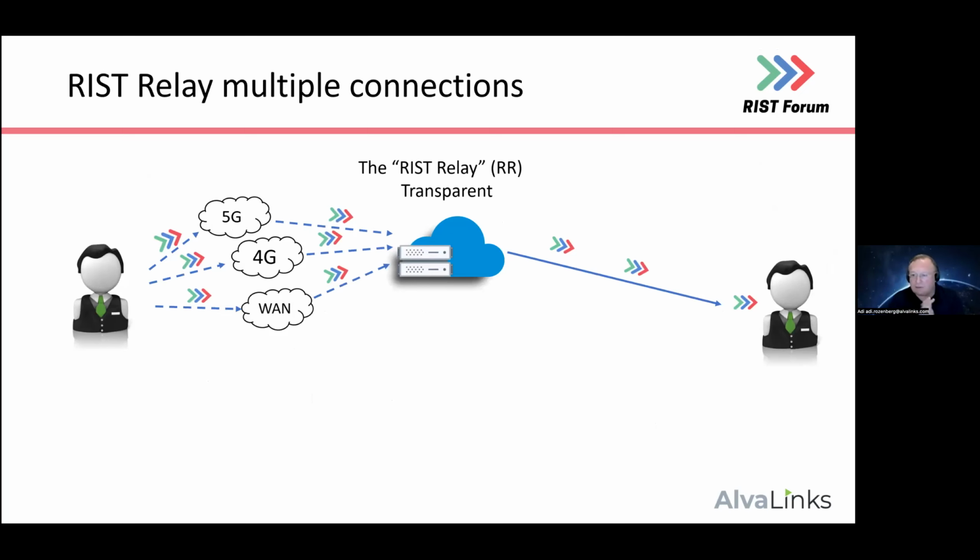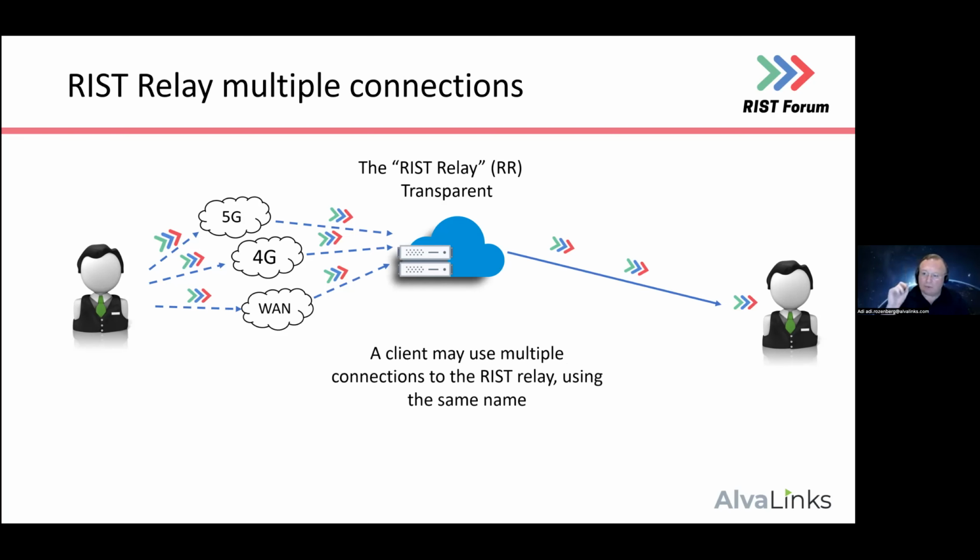Now, we said, let's do some more smart thinking, and maybe somebody will build applications. Why limit ourselves to only one link, to only one tunnel? If I have the option of having multiple mediums, multiple service providers, like in this case 5G, 4G, and 1, I am able to connect to the RIST Relay by multiple tunnels and then use that to connect to my peer or vice versa.